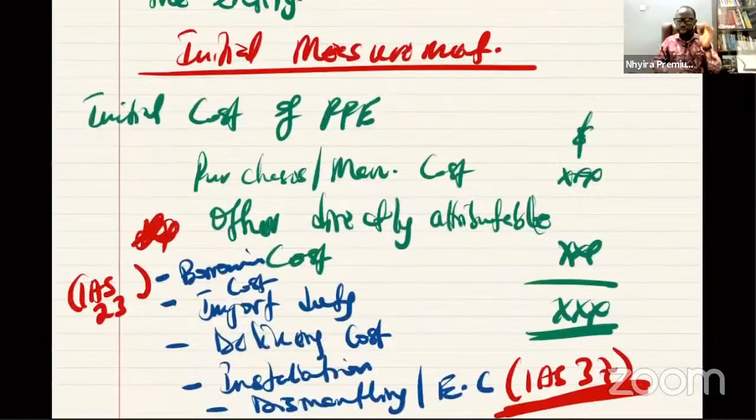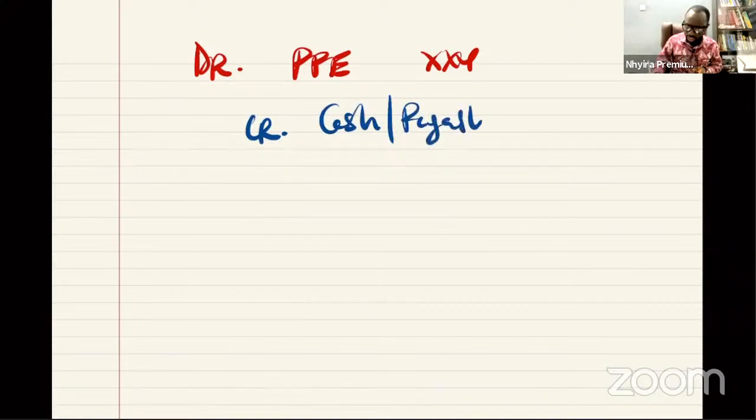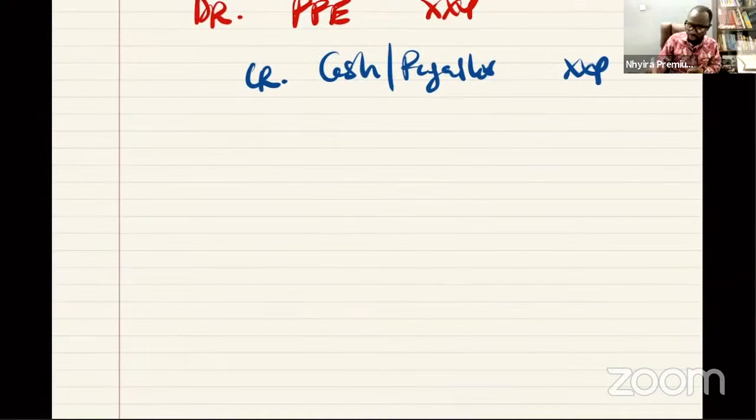So let's go there. After we do the initial measurement, so when we get the initial cost, what's the double entry? We're going to debit property, plant, and equipment. You know that already. And then we'll credit whatever cash or payables if it is outstanding, or whatever it is. That's all. So that is our double entry for the initial measurement. Very sweet, simple, straight to the point. Then let's go to the subsequent measurement. You with me? Let's go. Subsequent measurement.